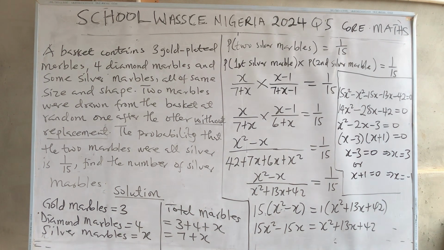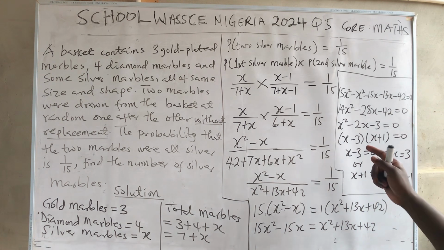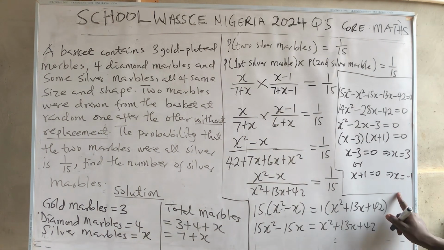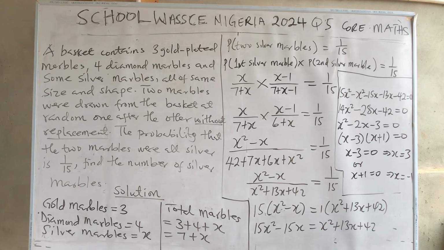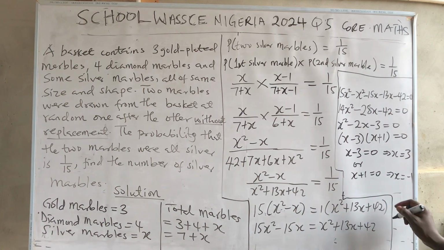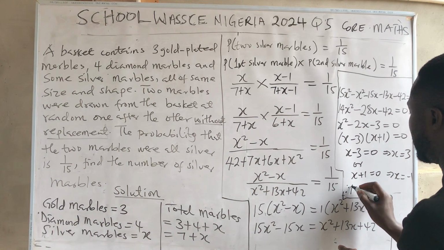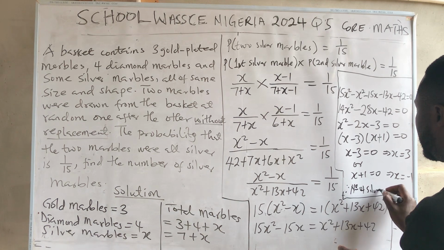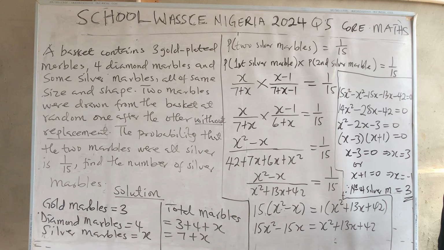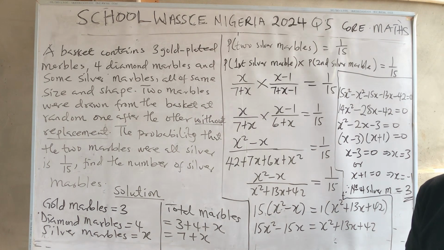So what it means here is that we have two values of s, either s is 3 or s is negative 1. But let's look at what s is. S is the number of silver marbles. And the number of silver marbles cannot be negative. It should definitely be positive. So we will conclude that the number of silver marbles is equal to 3.